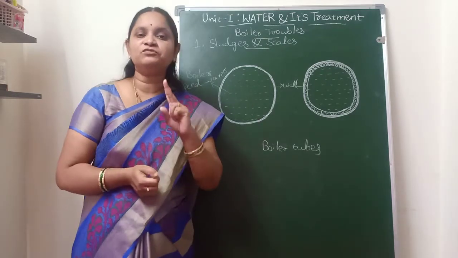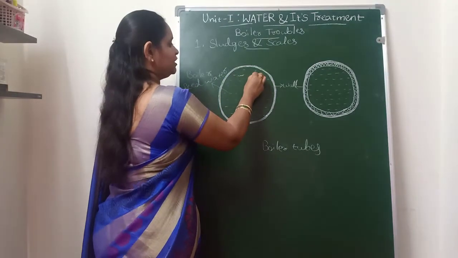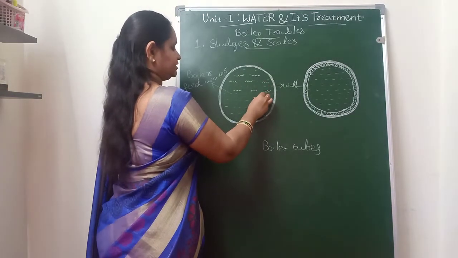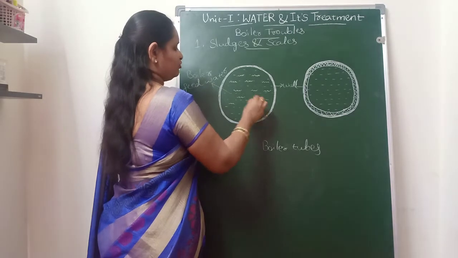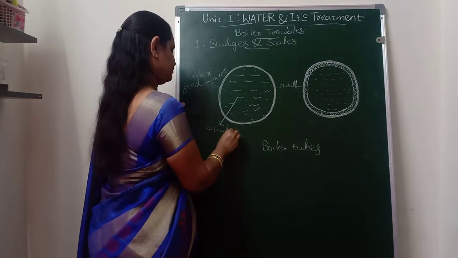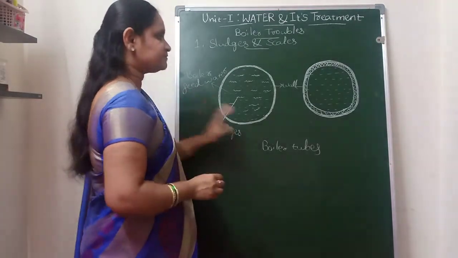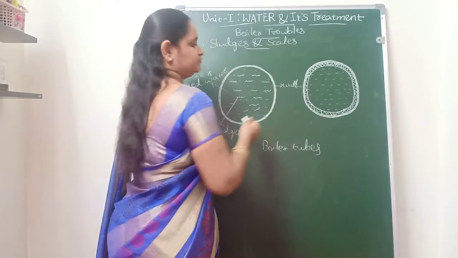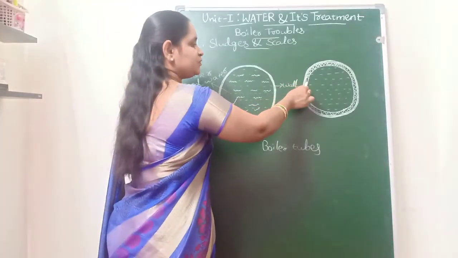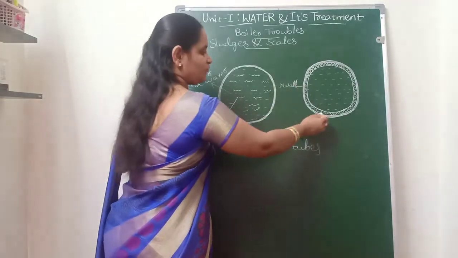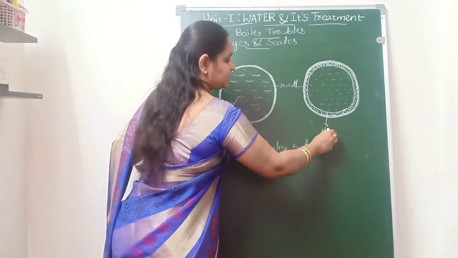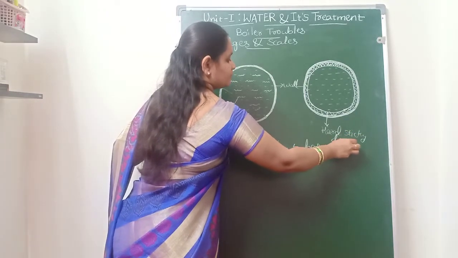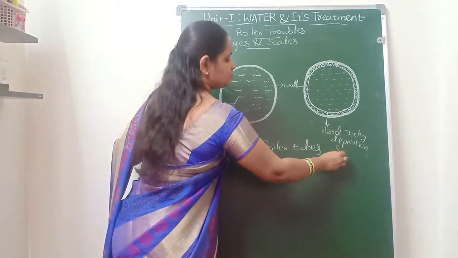And those precipitates will be of two types. One kind is the soft, slimy and loose precipitates, which will be floating in the water like this. These are known as the sludges. Whereas some of the salts will form a hard sticky layer. Some of the precipitates of the salts will firmly stick onto the wall of the boiler and form a hard sticky layer. This hard and sticky deposition on the wall of the boiler is known as the scale.